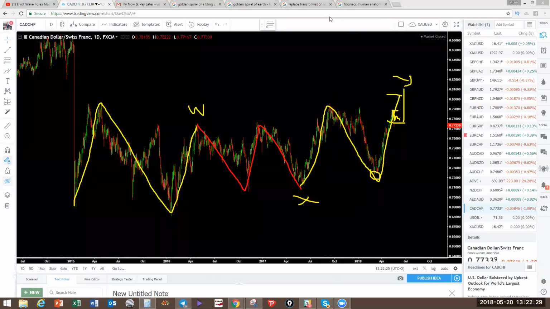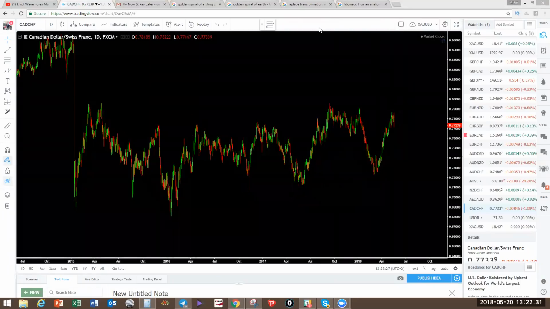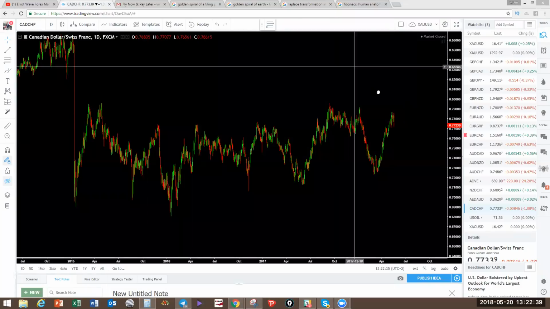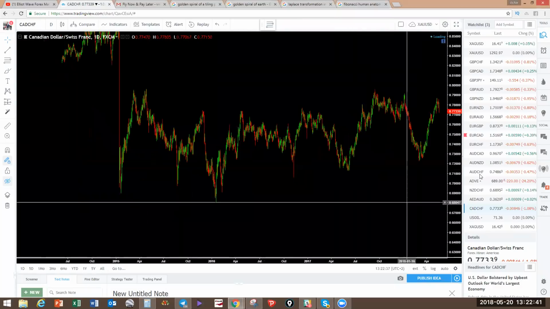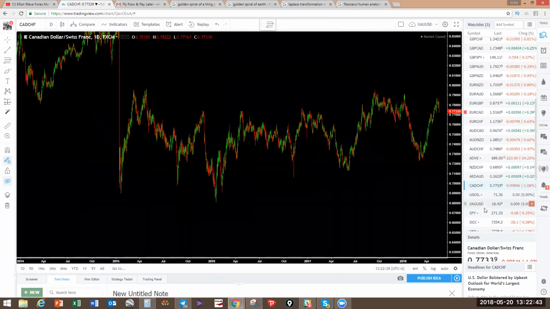Okay, so that is how this one looks now. It's correcting here at the top. You need to be careful now because we're reaching the end here of the sequence. So don't just jump in there. Let's look at the indices.